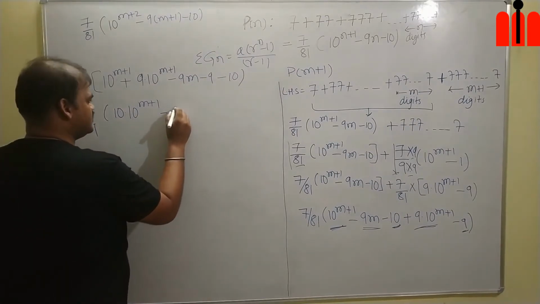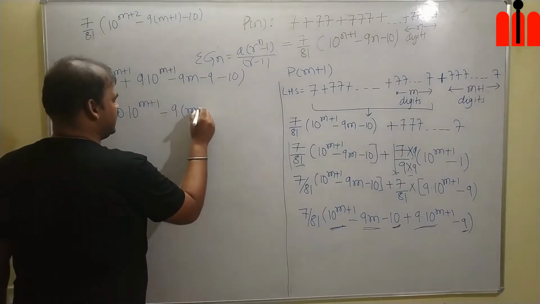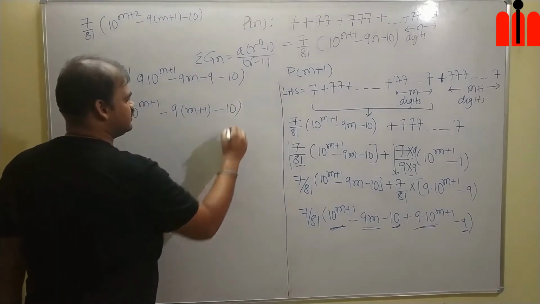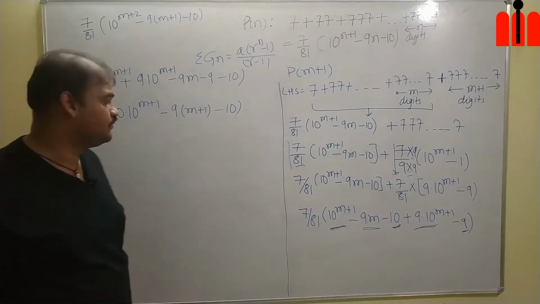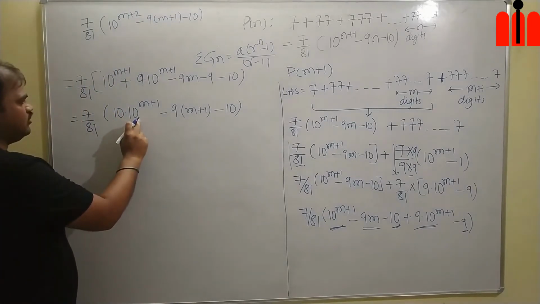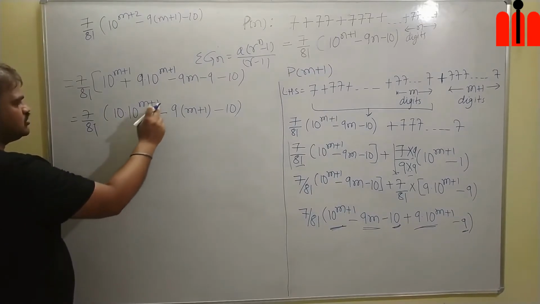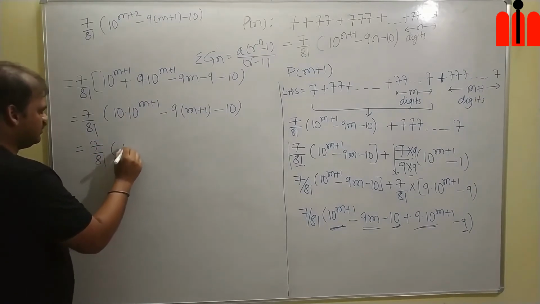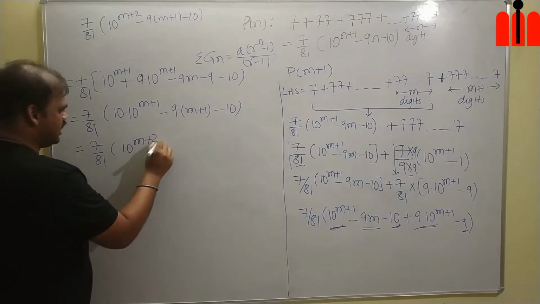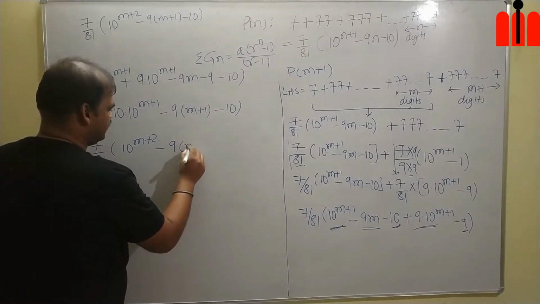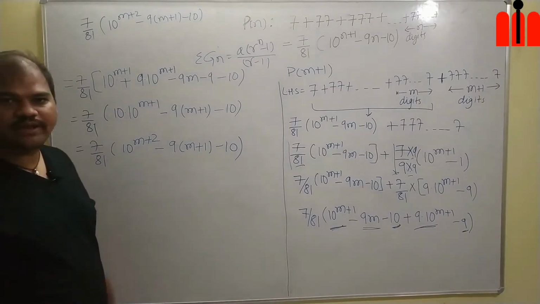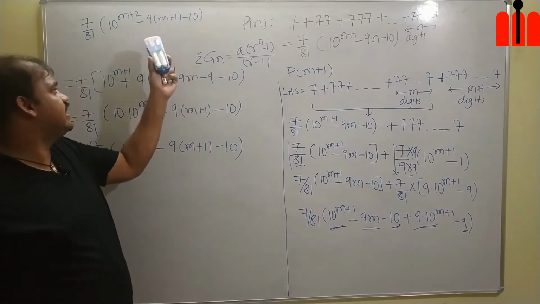You can take 9 common from this. This is 9, and it will be m plus 1 inside. After that you will be remaining with 10 minus 10. Done. Now 10 into 10 to the power of m plus 1. Both are the same base, 10, so it will become m plus 2. So this will be 7 by 81, 10 to the power of m plus 2 minus 9 into m plus 1 minus 10. Okay, so this is what we had anticipated earlier.